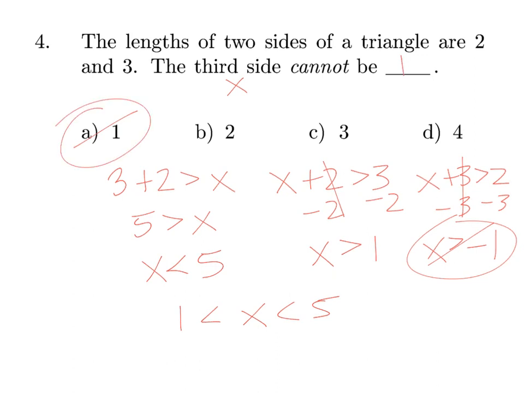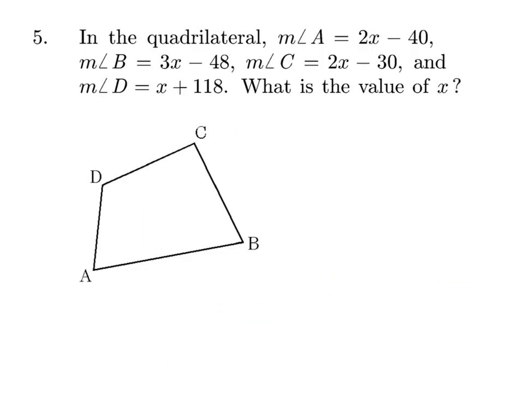Okay? Alright, in the quadrilateral, measurement angle A equals 2x minus 40. This is 2x minus 40. Alright, B is 3x minus 48. C is 2x minus 30. And D is x plus 118. Alright, what is the value of x?